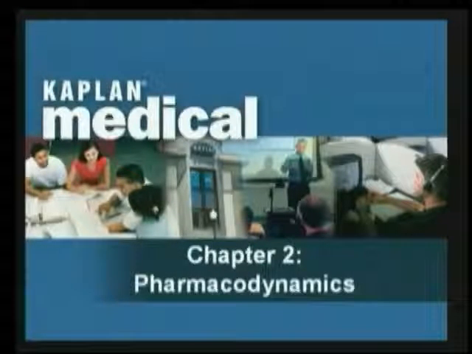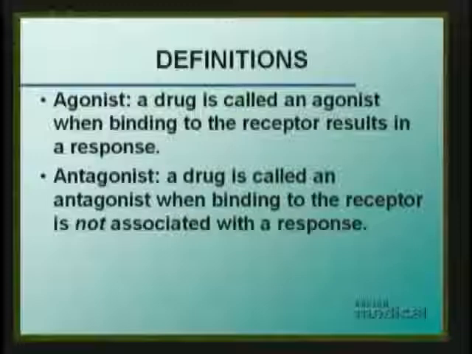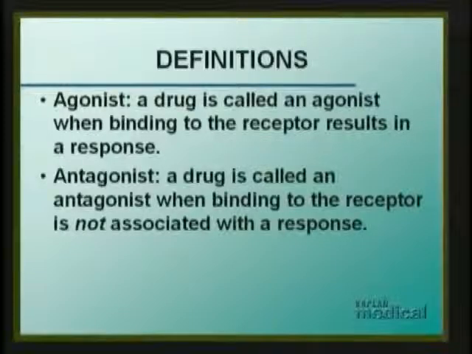So here we are with the second installment of our general principles, pharmacodynamics. First key point, some definitions. We know pharmacodynamics deal with interaction with receptors and drug responses. There are two broad families of drugs out there, what we call an agonist and what we call an antagonist.